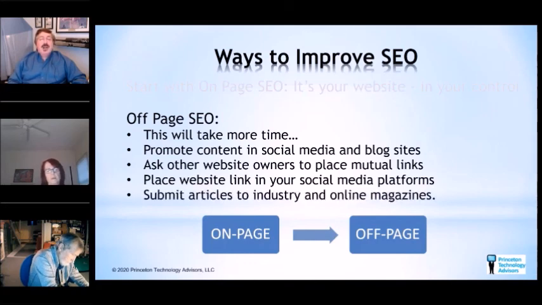Find places to submit articles or online magazines. Find some place that will publish some of your content as well. And then they'll put references hopefully to you and your name as the published author and to your website as well. Great ways to help with off-page SEO.